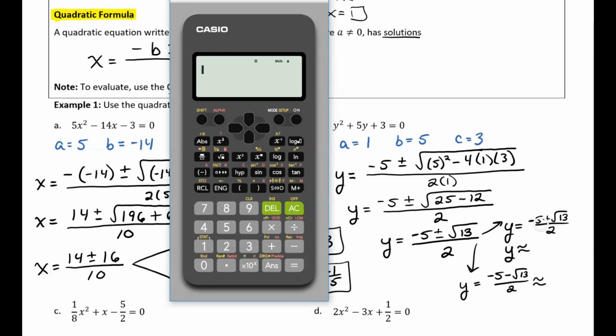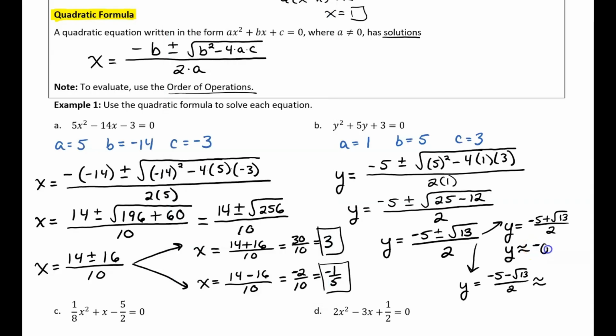So for the plus version, negative 5 plus square root of 13 divided by 2. Order of operations, I want to do the numerator first before I do the division. So I could say negative 5 plus the square root of 13. That's my decimal version of the numerator. Divide that by 2. And I end up with an approximation of negative 0.697, we'll say. We'll round it off to that value there. So this is an approximation. It's not exactly equal to. The exact answer is the version with the square root.